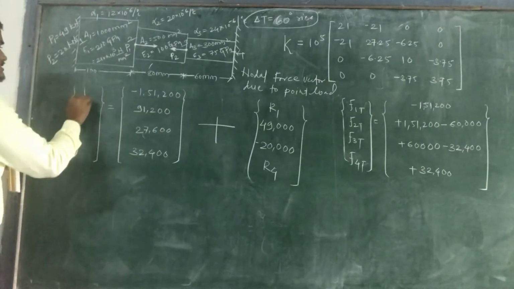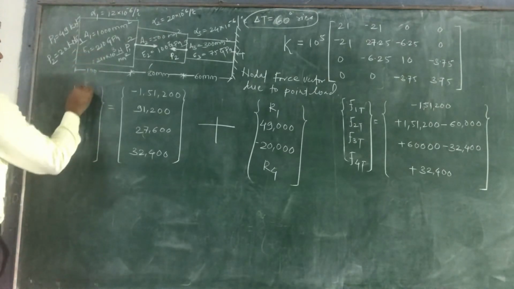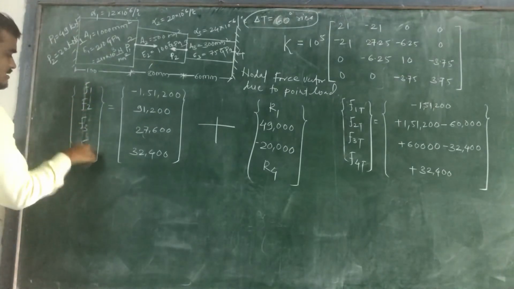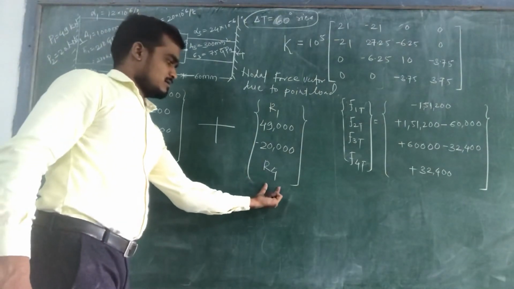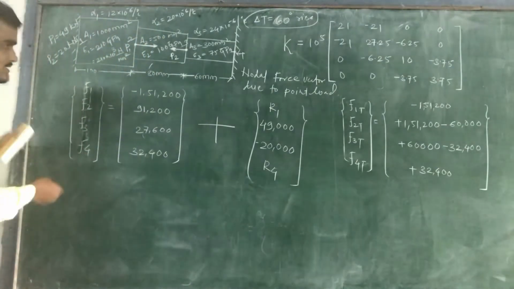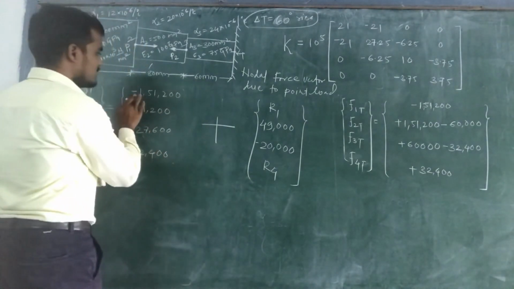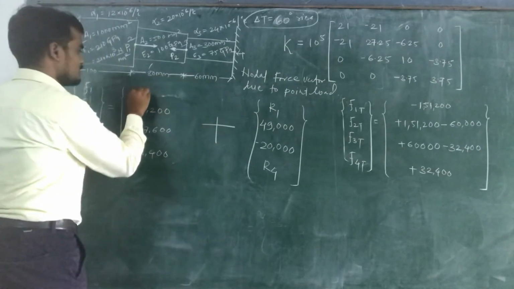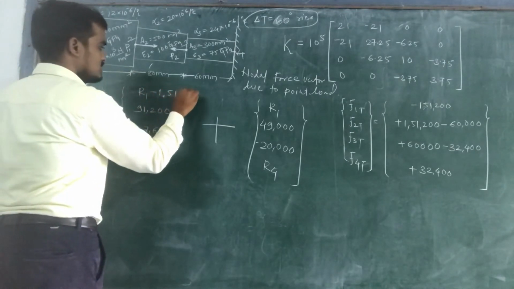So here, if we add these two values, you will get the global force vector F1, F2, F3 and F4. By adding these two, this is due to temperature rise and this is due to point load. Finally you will get F1 and F2 as, so on by simply adding, this will become R1 minus 1,51,200.